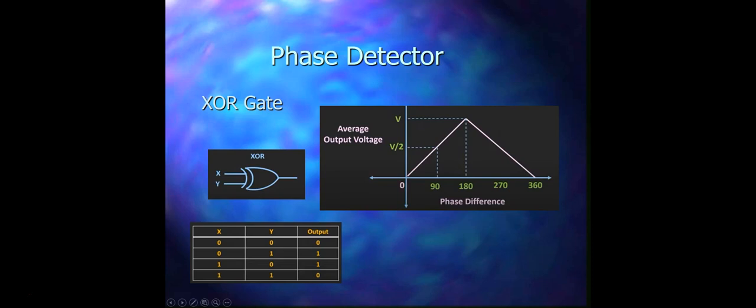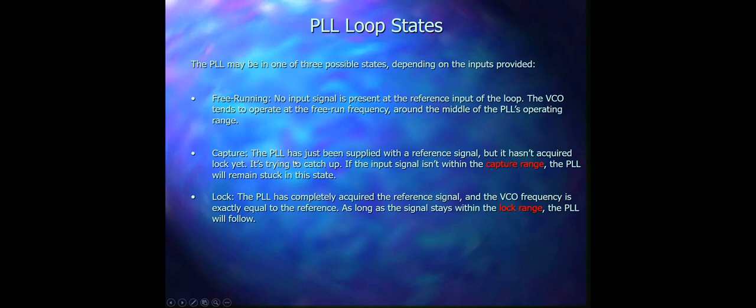And apart from that, for the XOR gate to work as a linear phase detector, both signals should have approximately 50% duty cycle. And whenever the two signals are operating at different frequencies, it is quite possible that the loop can get locked at a harmonic frequency. So there are some problems with the XOR gate phase detector, and these problems can be eliminated by using the phase frequency detector.